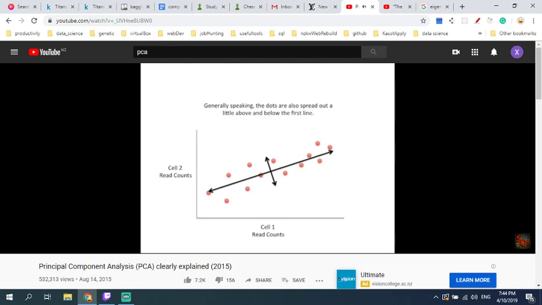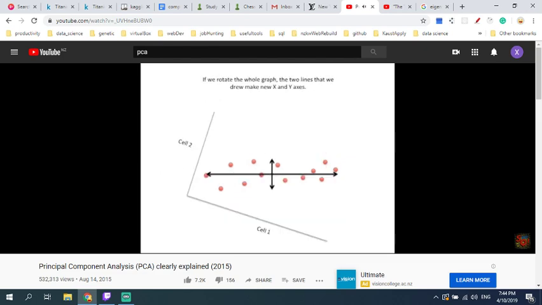And generally speaking, the dots are also spread out a little above and a little below the first line that we drew. Another way to think about this is that the second largest amount of variation is at the endpoints of this new line that we just drew.